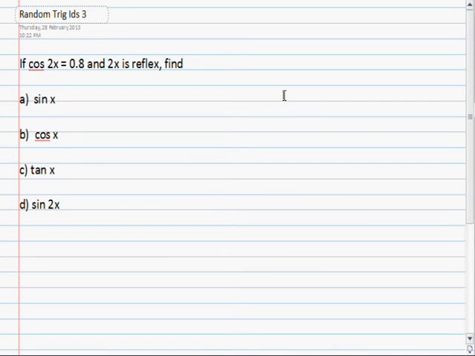Okay, here's a question that involves the double angle formula. If you don't remember, I'm going to quickly write them down now. Remember that sine 2x equals 2 sine x cos x, and that cos 2x equals cos squared x minus sine squared x, or that is 2 cos squared x minus 1, or 1 minus 2 sine squared x.